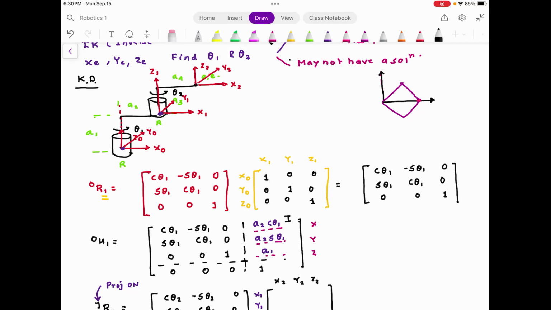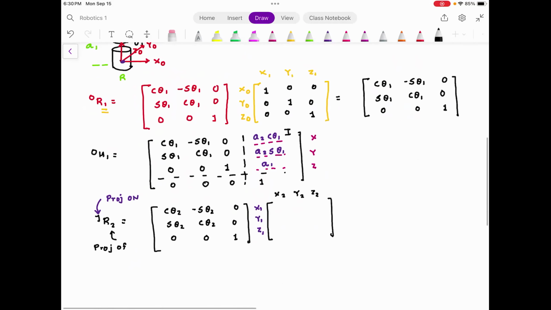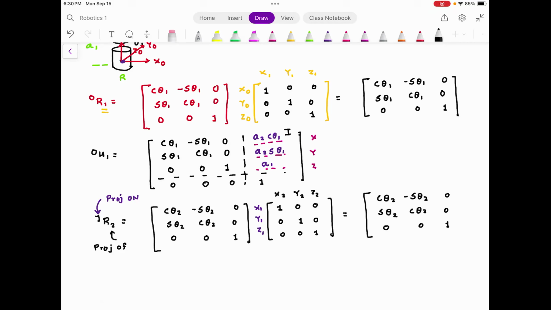So can I just write the identity matrix same as before? 1 0 0, 0 1 0, 0 0 1. And I'm going to get cosine theta 2, minus sine theta 2, sine theta 2, cosine theta 2, 0 0 0, 0 1. Any questions?